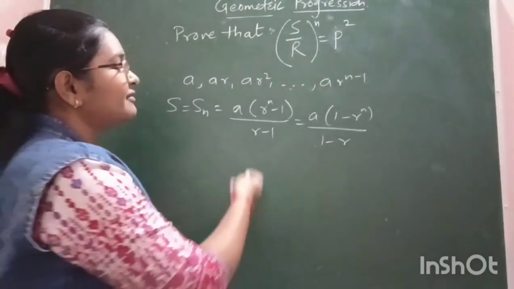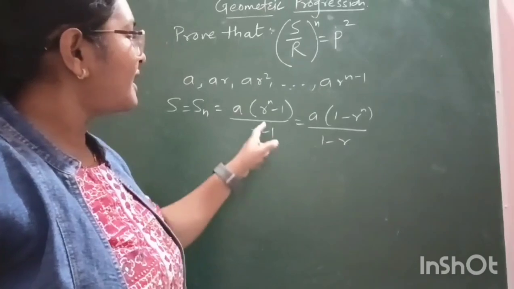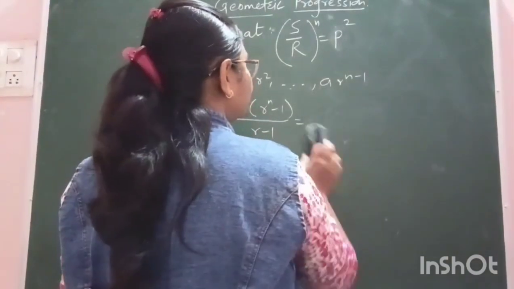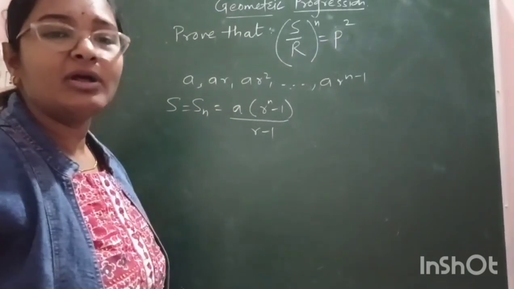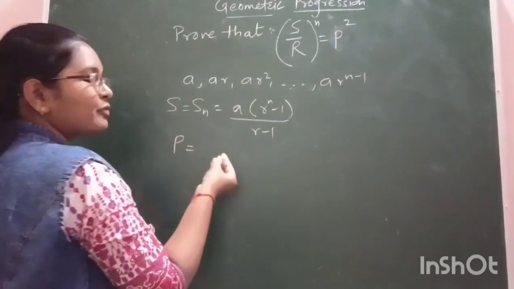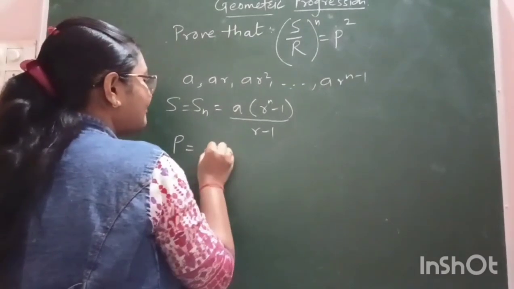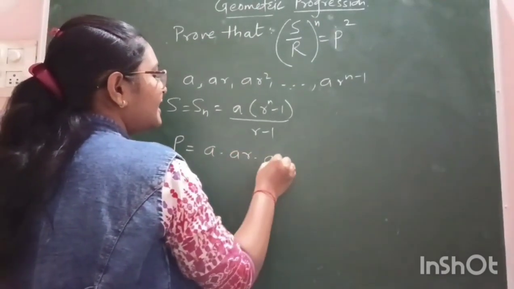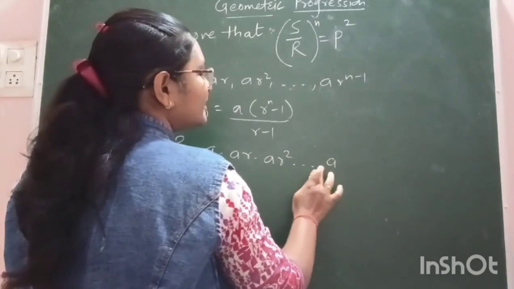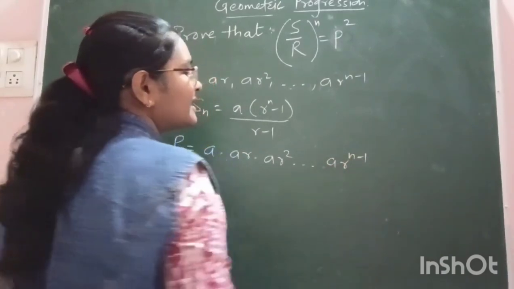Now dear children, here we are going to use the formula r raised to n minus 1 upon r minus 1 into a. This is the formula of Sn we have. Now P, what is P? It is the product of all the terms. So we have a into ar into ar square till ar raised to n minus 1.